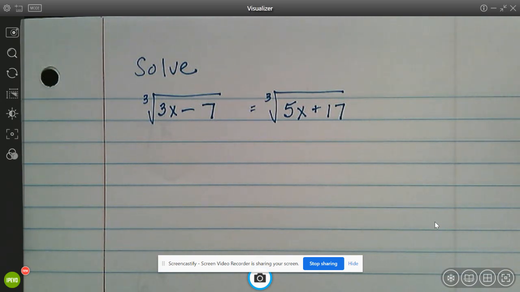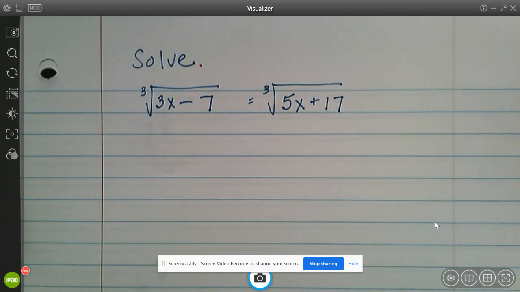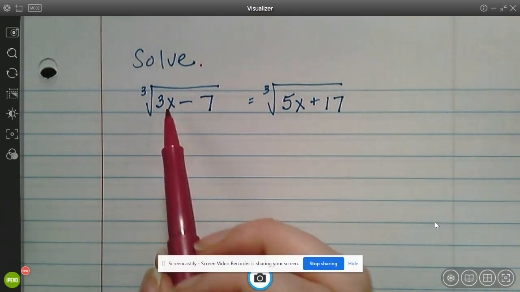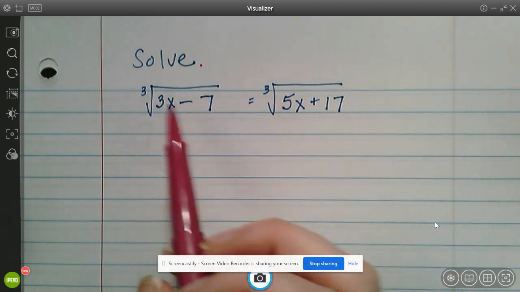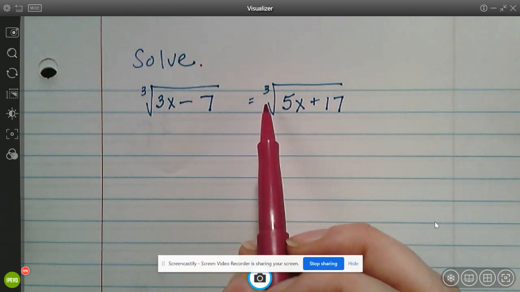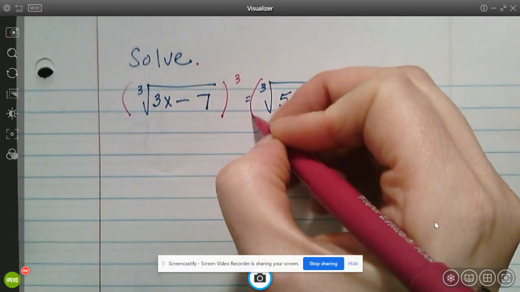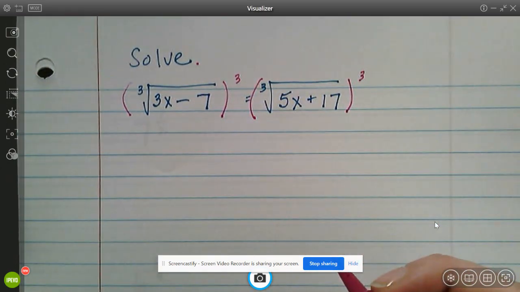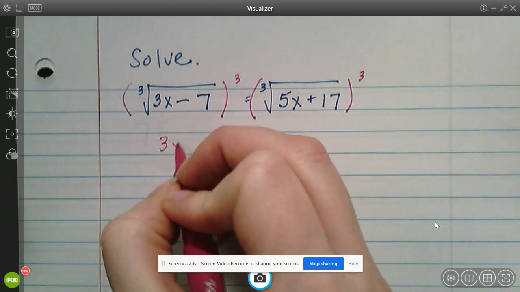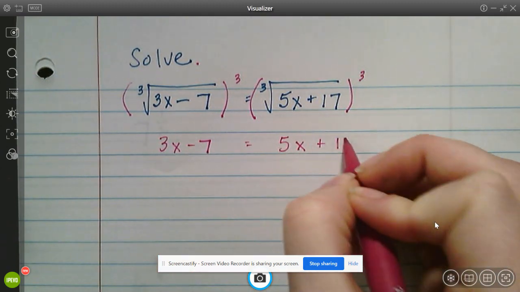This is very similar to a multiple choice question that you will see. We need to solve it. So we're trying to get x by itself. But if you notice right away, we have a problem because both of our x's here are under the cube root sign. So there's no numbers on the outside, so I don't need to worry about doing anything with those. All I need to do is cube both sides, and that's going to get rid of the cube root sign. So I'm left with 3x minus 7 on this side and 5x plus 17.